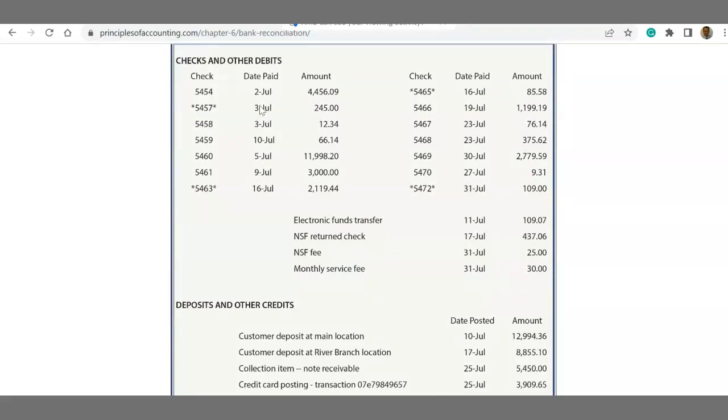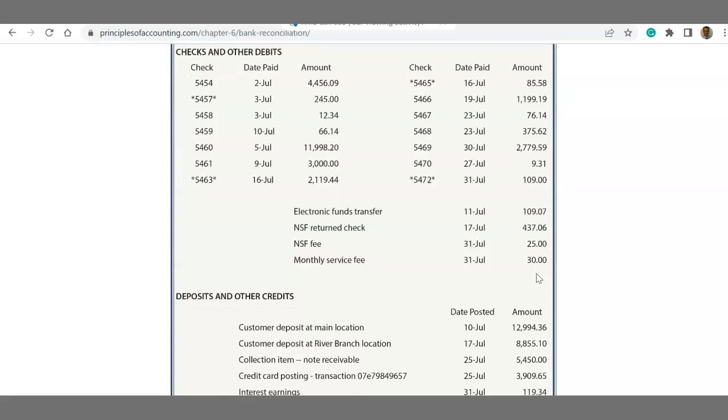So those are things that have been so-called debited from your account, deducted from your account, including all those checks and some other debit memos. They call this debit memo, like electronic fund transfer, NSF check withdrawal deduction, NSF penalty fees, and monthly service fees.